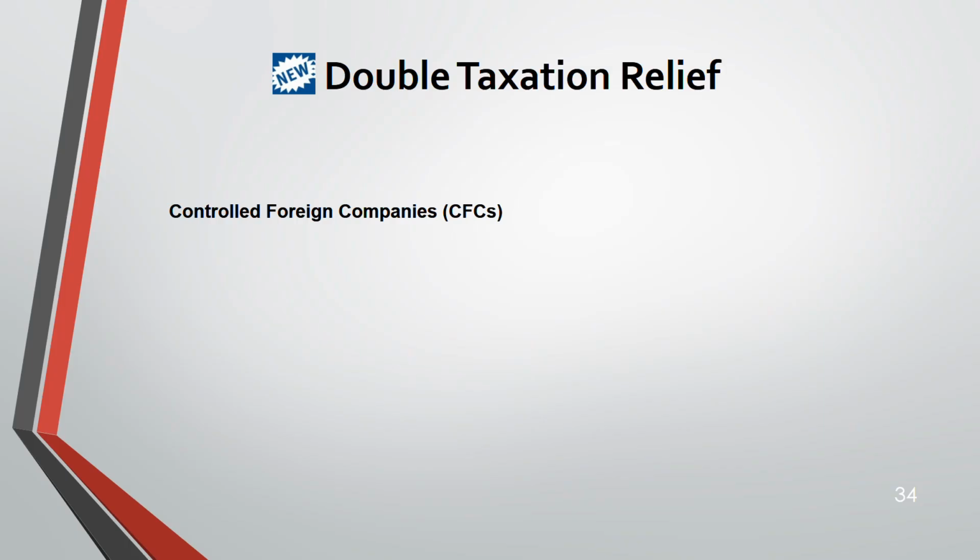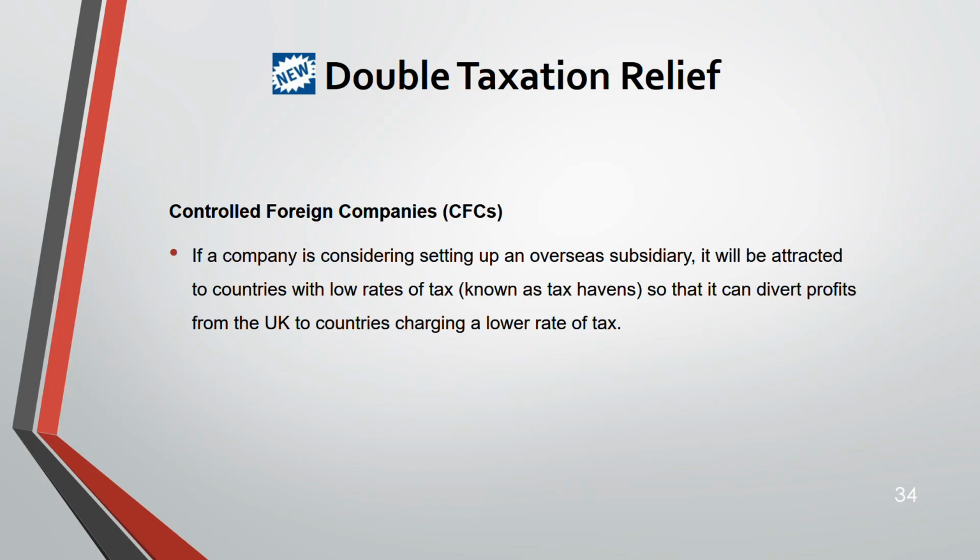Now this is a very important area which could be tested, and often this comes in the ATX question. This area is a popular area to be tested for your ATX, that is CFC, controlled foreign companies. If a company is setting up an overseas subsidiary, they will be attracted to countries with a low rate of tax, known as tax havens, so that they can divert the profit from a company to those companies that are charging a lower rate of tax than the UK.